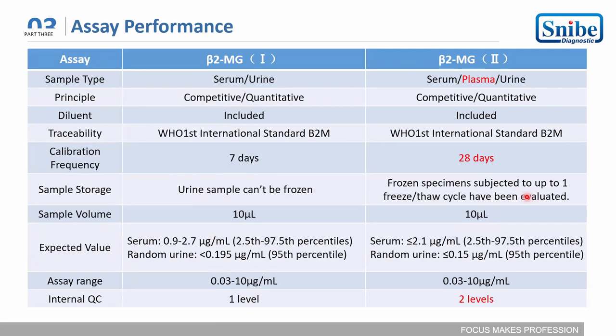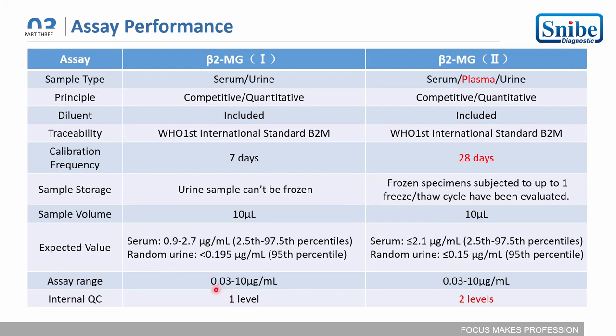So the sample volume is 10 microliters as per reaction volume, so you have to put 110 microliters for the Meglumi assay, so that can be ideal for the running of these parameters. So the expected value, between the second generation and the first generation, for serum is 0.9 to 2.7, while in the second generation it is less than 2.1. For the urine it is less than 0.195 microgram per ml. For the random urine it is 0.15 microgram per ml.